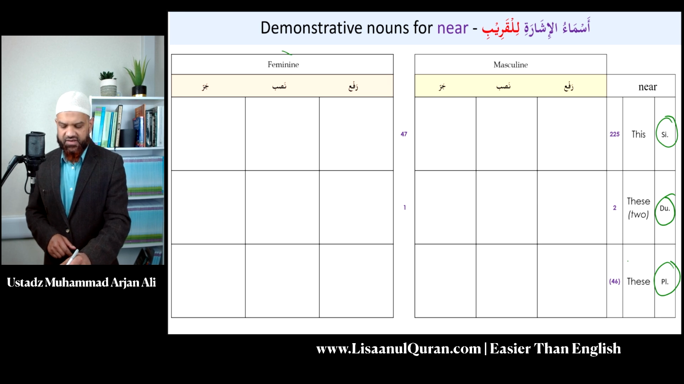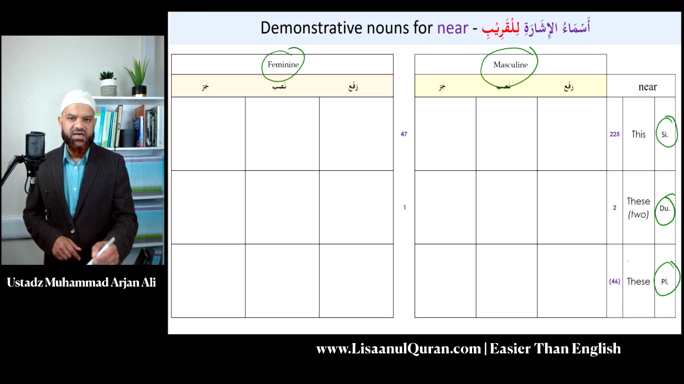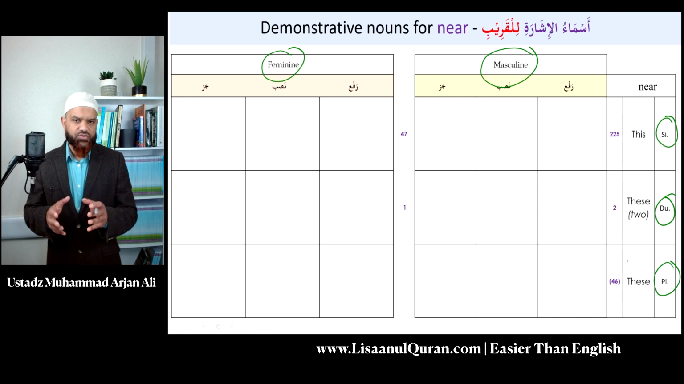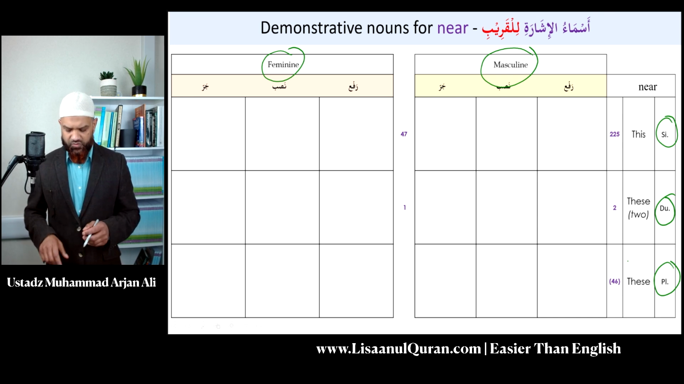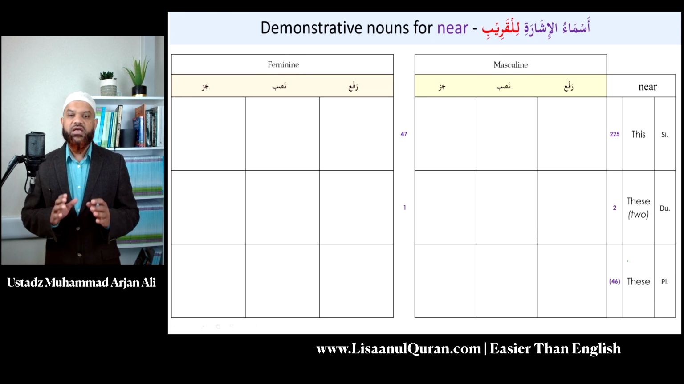And then we have our feminine set here. And of course, the masculine set here. By putting these words into the Muslim table, inshallah, most of the information that I want you to know about them will become very, very clear. So let's first look at the word for pointing to something close.